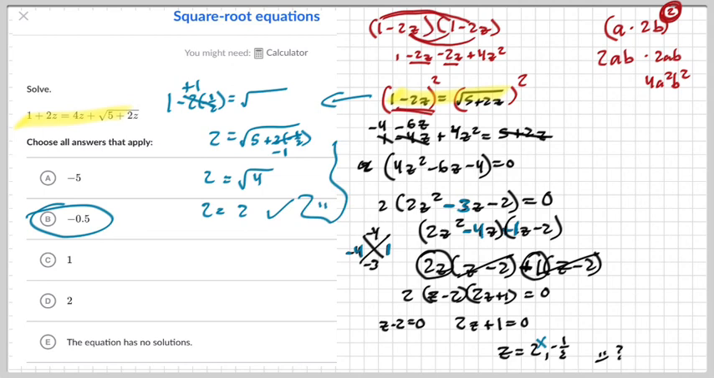Which one is an extraneous solution? 2. Yeah, this one right here. Extraneous. How do you spell extraneous? Oh, it doesn't say. We'll just say X.